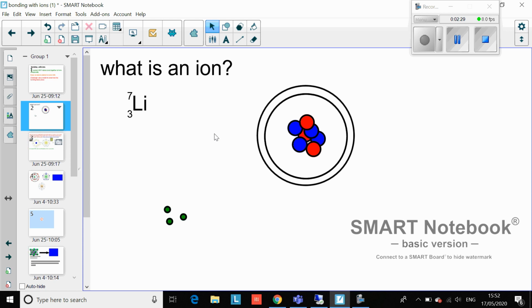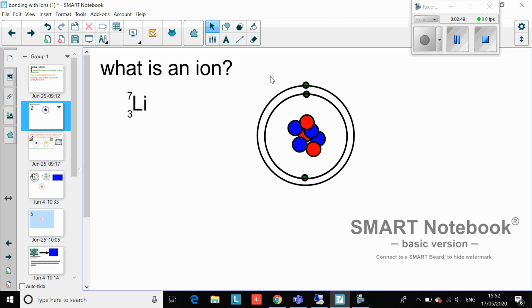Right, so we're going to now put our electrons in. Hopefully you remember the rules. You put up to 2 in the first shell. Now that shell is full, so we'd have 1 in the next level. Okay, so there's a lithium atom.